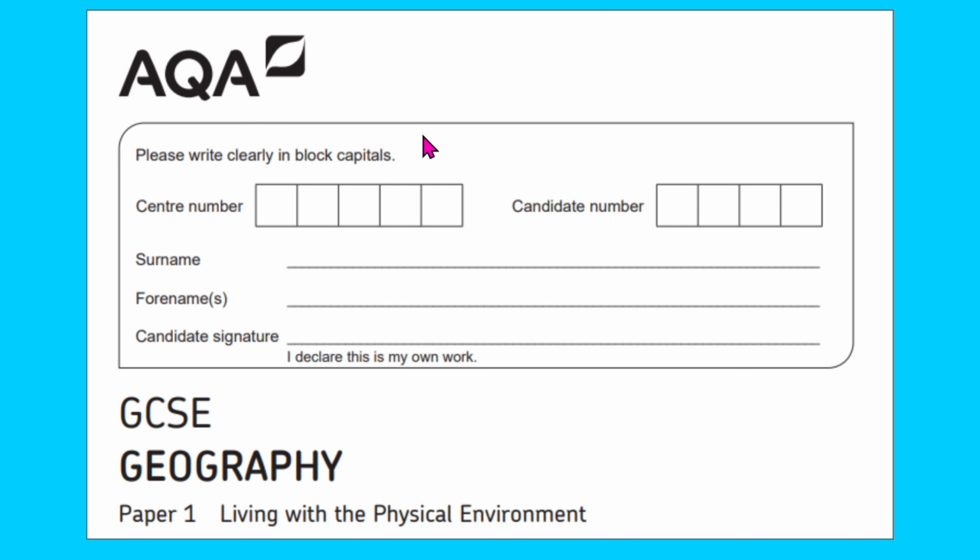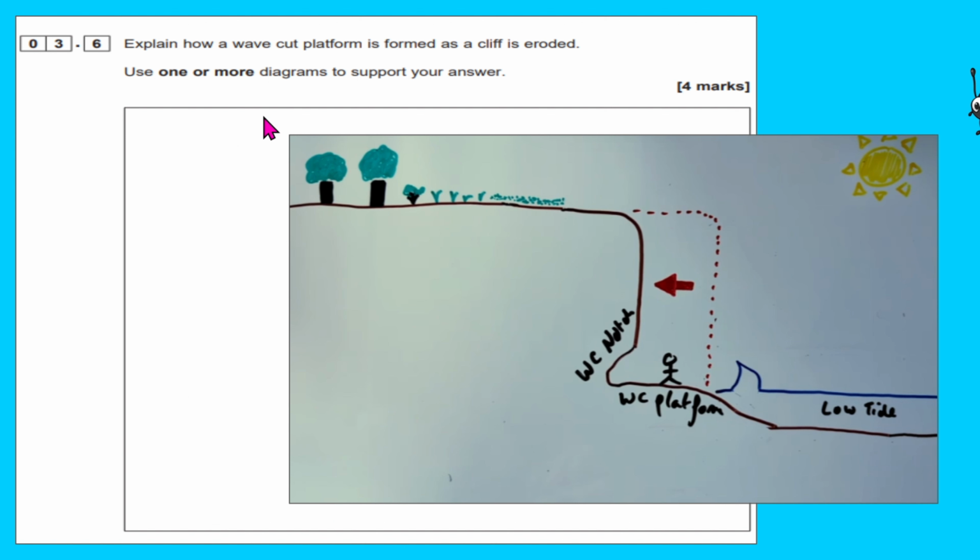Question from the AQA 2020 paper 1. Here is our question: explain how a wave cut platform is formed as the cliff is eroded. So this is 4 marks. You have different options, one or more diagrams. It is worth noting that you must include a diagram at this point. You can only get 3 out of 4 if you don't include a diagram.